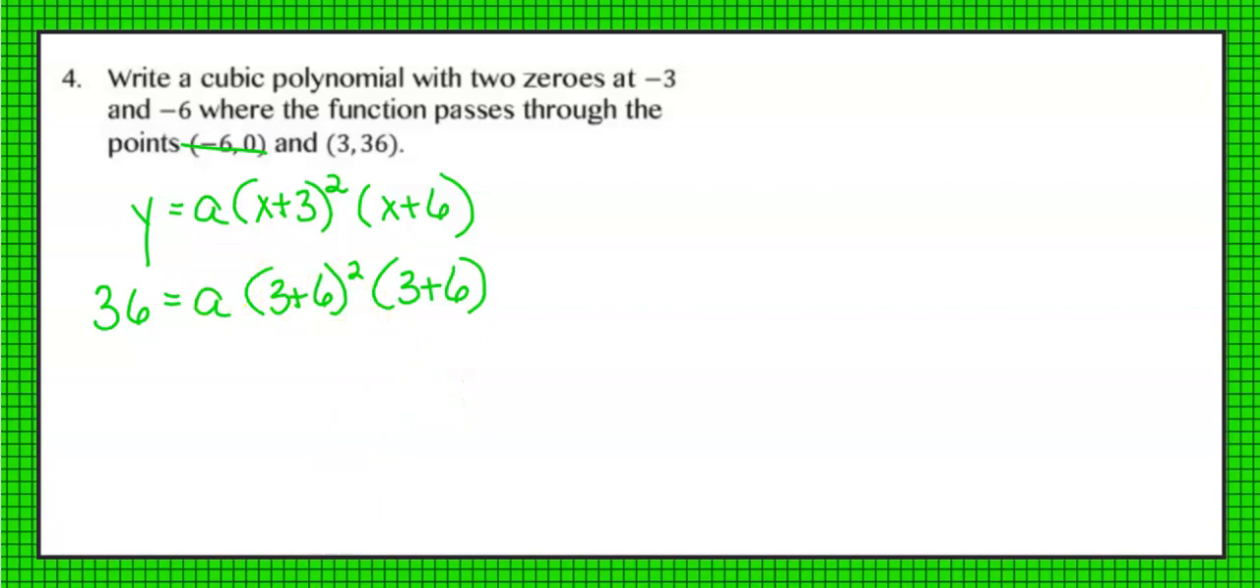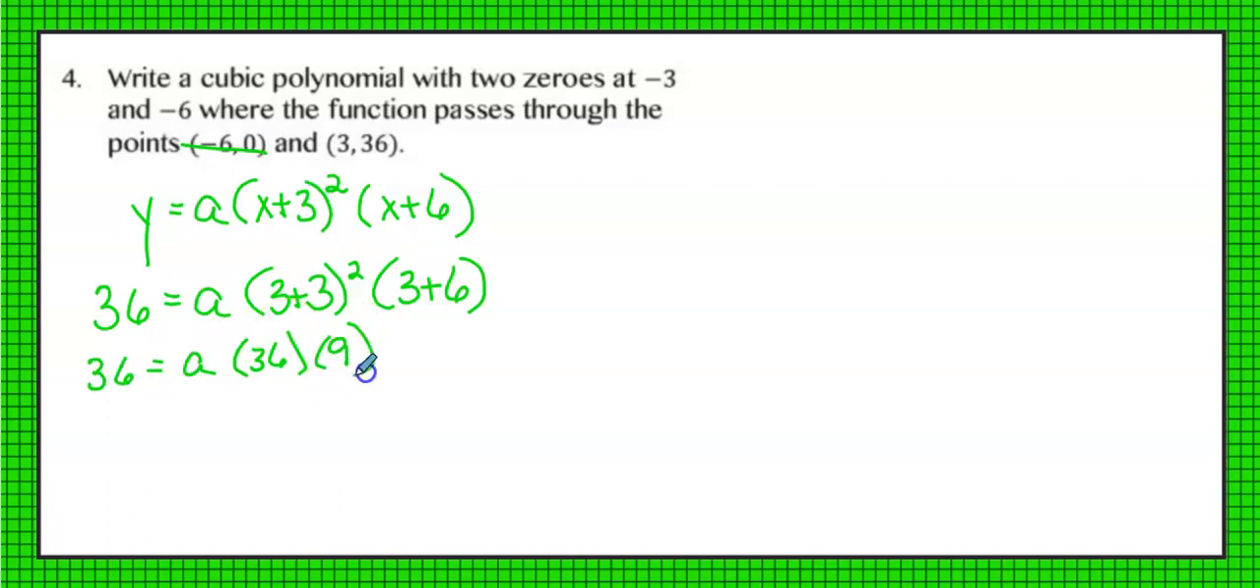Sorry, I wrote a 6 there. I should have written a 3. Let's change this to a 3. 3 plus 3, 3 plus 6. Okay, so I've got, let's see, 3 plus 3, 6. 6 squared is 36 times 9. Oh, let's do this. 36 equals, okay, so I'm just going to put 36 here.